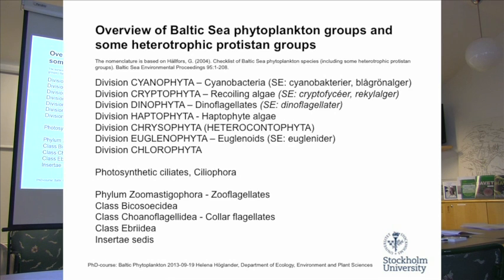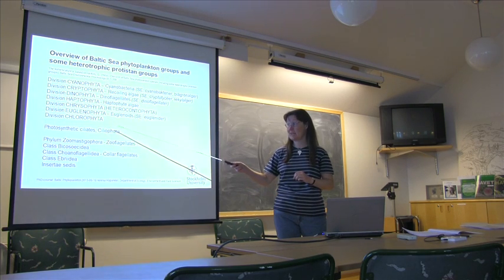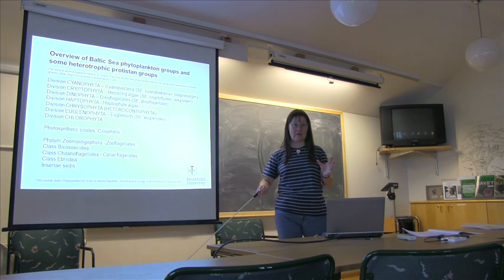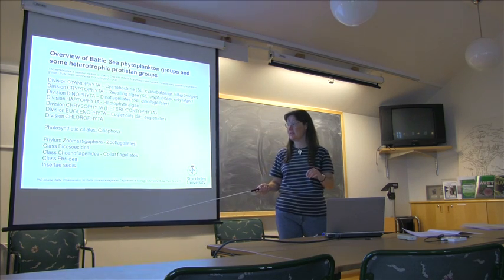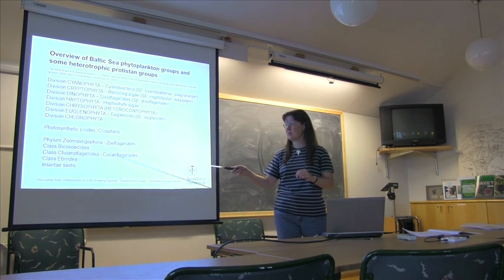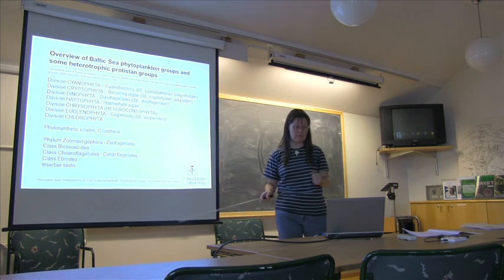Then we have also some autotrophic or mixotrophic ciliates that are also important for the Baltic. It's mainly one species, and I will talk about that. And there are also some zooflagellates. They are heterotrophs that you can see a lot also in your samples, and I will talk briefly about those two and just show them what they are.